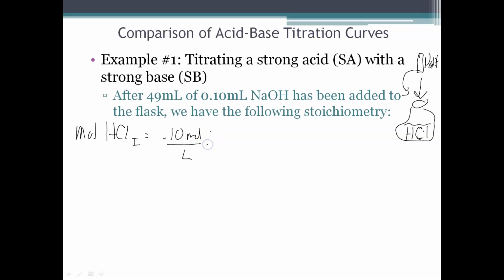And I had 50 milliliters of it. So I'm going to multiply that by 0.0500 liters. My initial moles of acid is going to be 0.0050. That's how much acid I initially had.